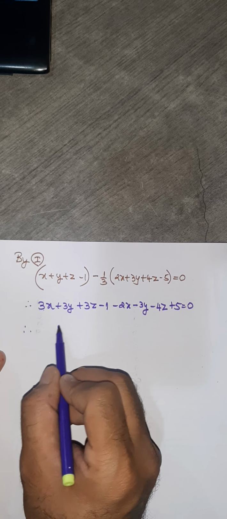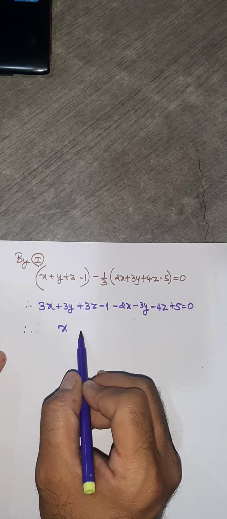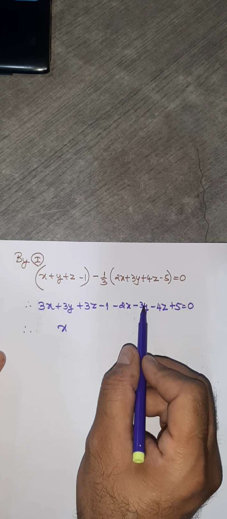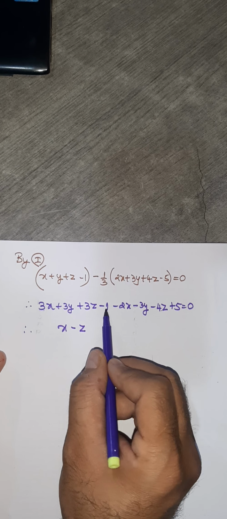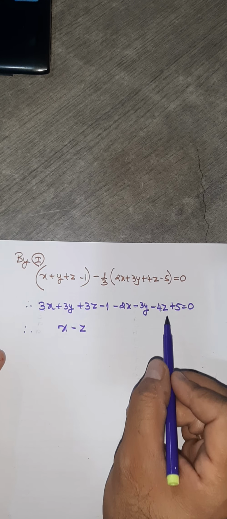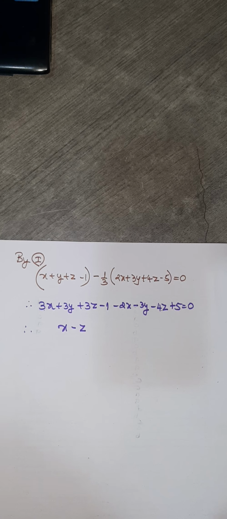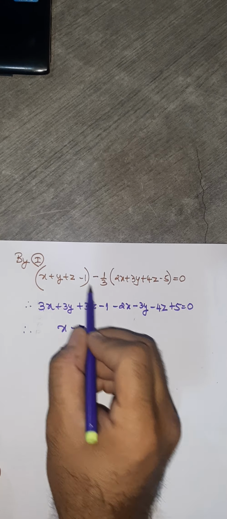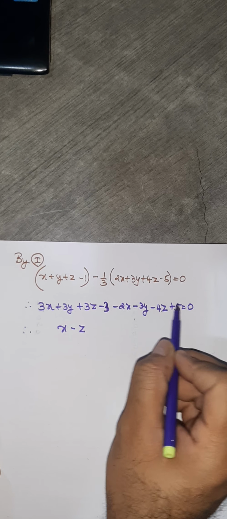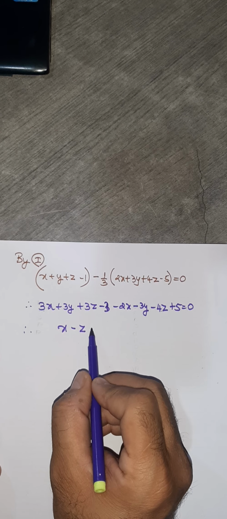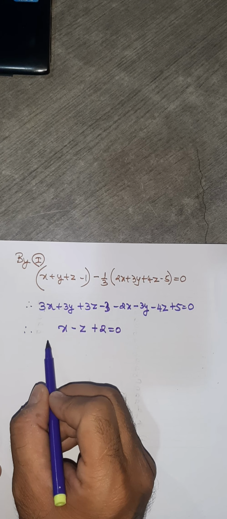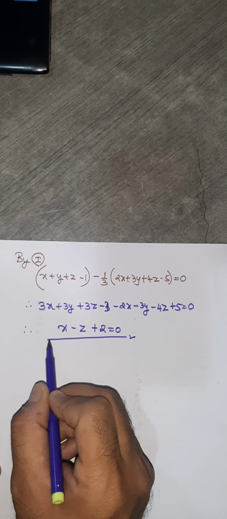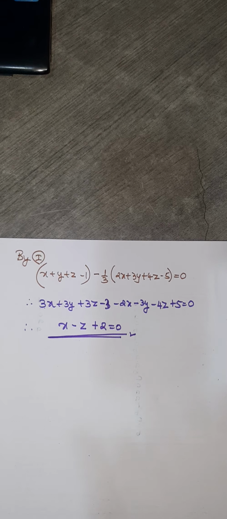So 3x minus 2x is just x. 3y will go away. Minus z. And here minus 1. But I suppose this should be 3 again. So minus 3 plus 5, so it will be plus 2 equals to 0. This is the required plane from the equation number 1.